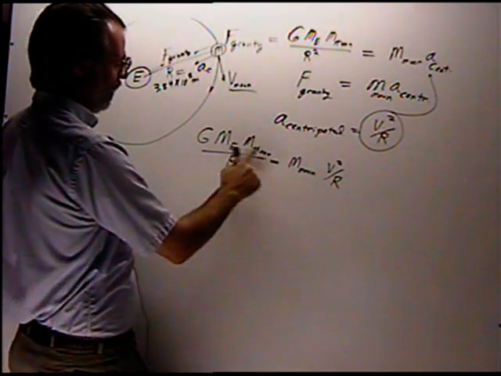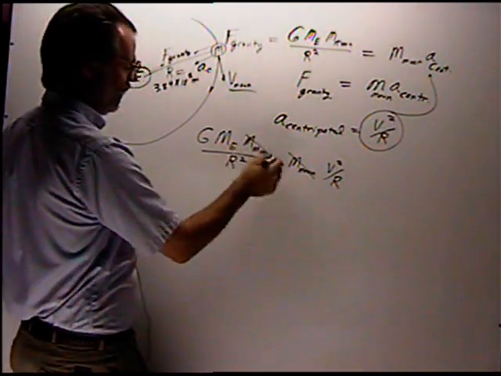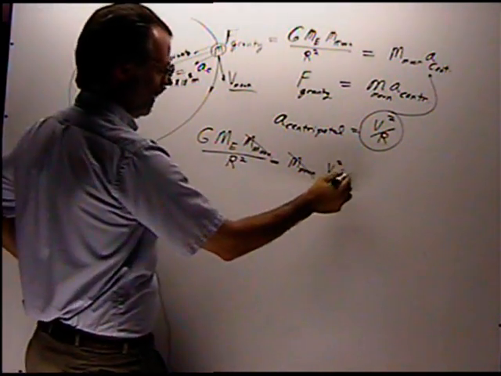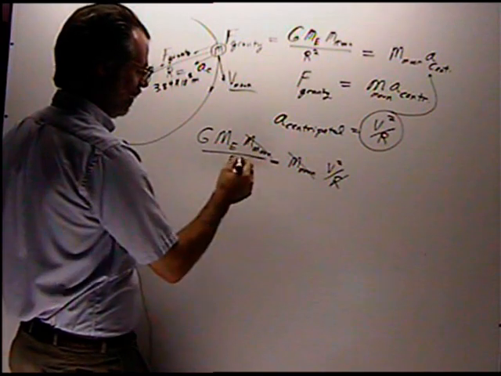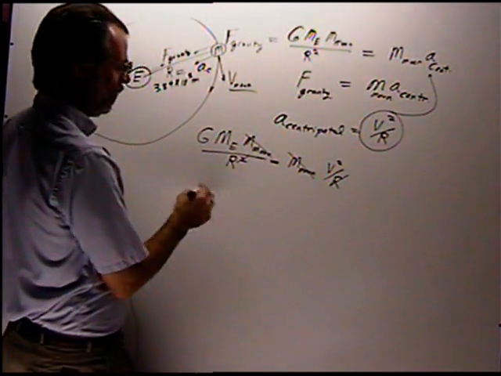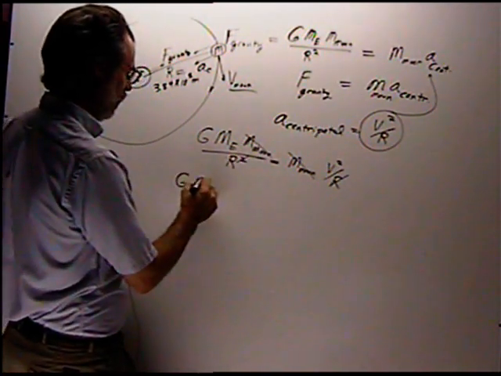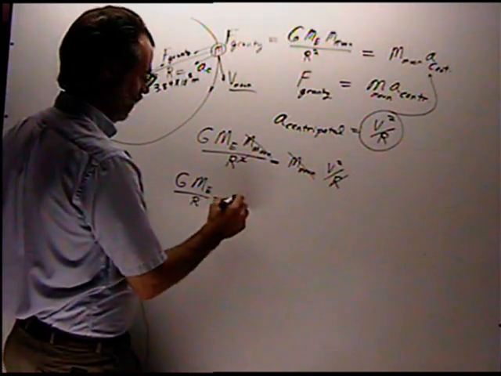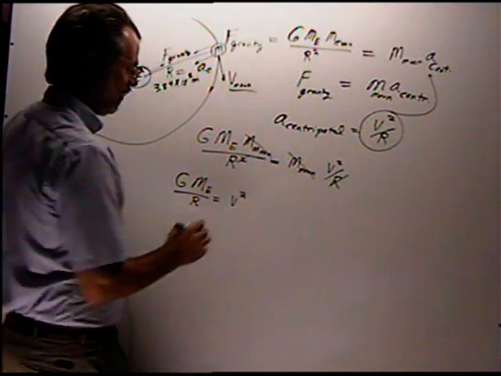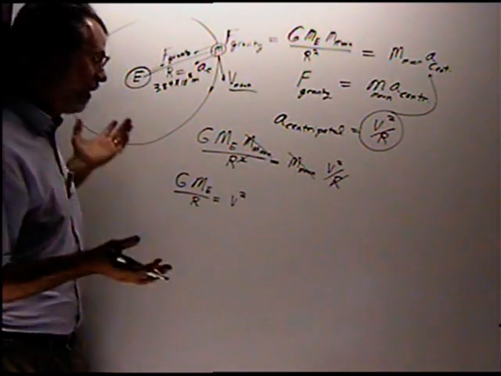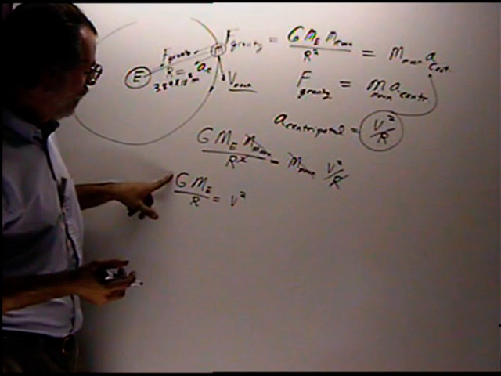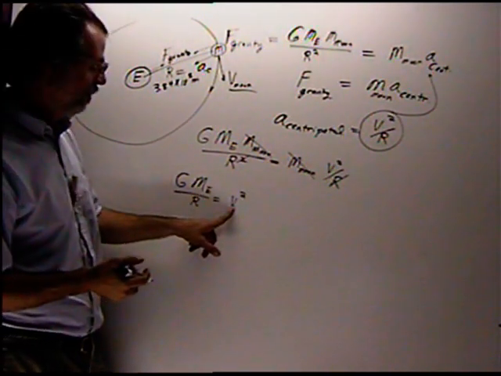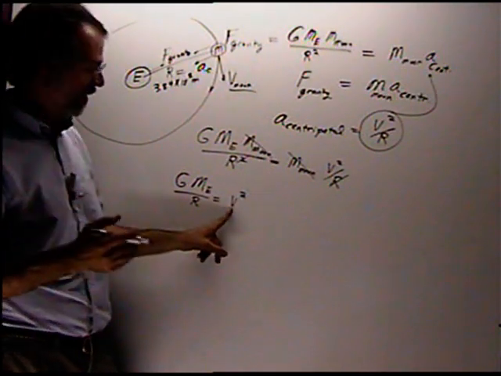Notice immediately that we have the mass of the moon, which we can cancel out. We have one radius over here and another radius over here, and one of them cancels out with the other. What we're left with is G, mass of the Earth, divided by the radius, equals v squared, velocity squared. So at this point, we could very easily calculate what the velocity of the moon is around the Earth. But we're not going to do that. We're going to continue going.